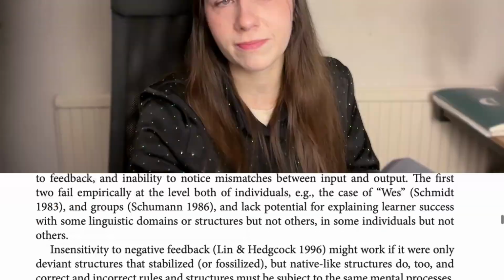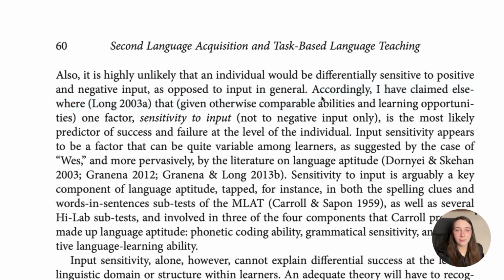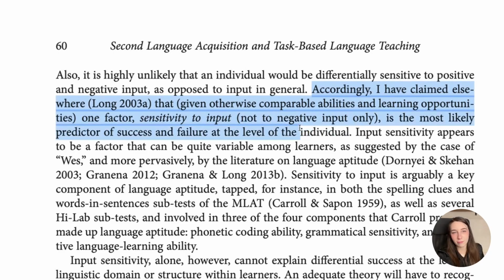And so he writes, accordingly, I have claimed elsewhere that given otherwise comparable abilities and learning opportunities, one factor, sensitivity to input, not to negative input only, is the most likely predictor of success and failure at the level of the individual. And so I think what he means by sensitivity to input is just being inclined to notice things about language. So to notice the features of a new language, or to notice the contrast between what you've said and what your interlocutor has said.